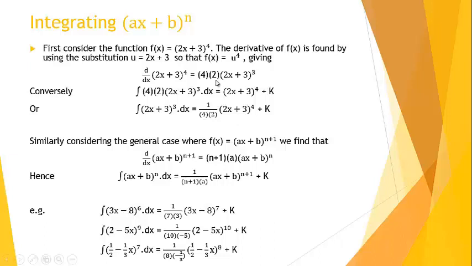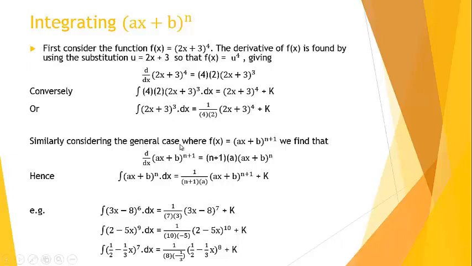Conversely, integral of 4 times 2 times 2x plus 3 whole thing to the power of 3 with respect to x would give us 2x plus 3 whole thing to the power of 4 plus k, because that is the inverse of what we have done over here. So integrating only 2x plus 3 to the power of 3 with respect to x would give us 1 over 4 times 2 times 2x plus 3 whole thing to the power of 4 plus the arbitrary constant.